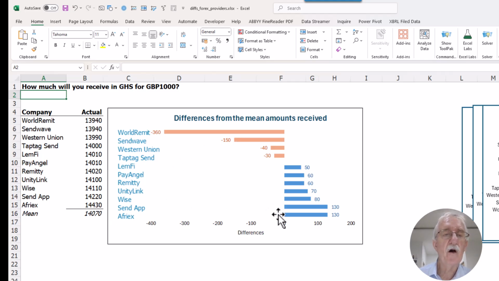Even AfriX has a difference, of course, because the mean is obviously in the middle, and AfriX has a positive difference of 130. I think that, together with the second chart, maybe even my first chart, which I call the truth, put all those three together and you get a much better image and a much better story for this kind of situation.